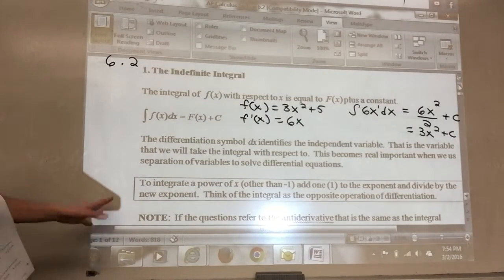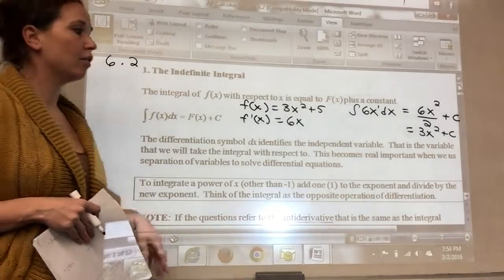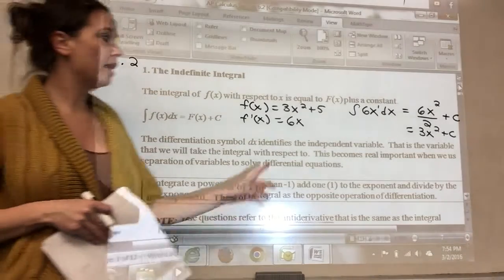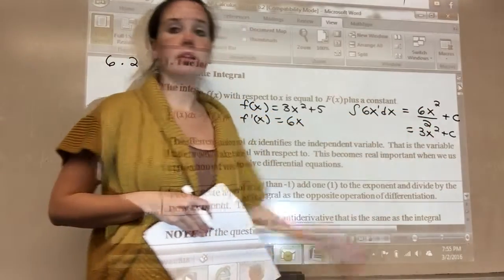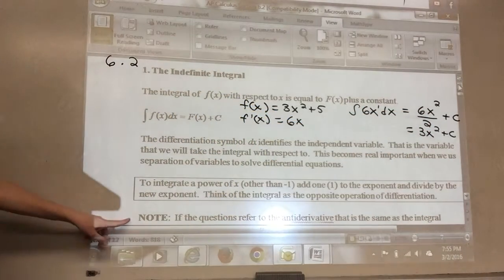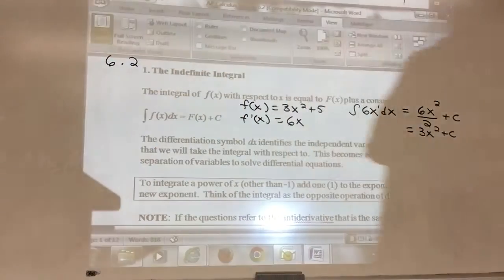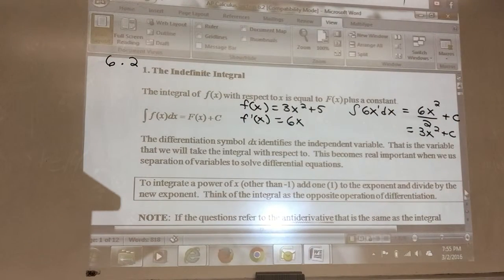Okay? So basically, that's the gist of how to take an integral. It's very easy. You just have to, again, add 1 to the power, divide, and add a plus c. Okay? So let's move down here to our next example.